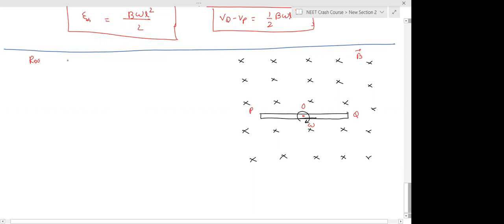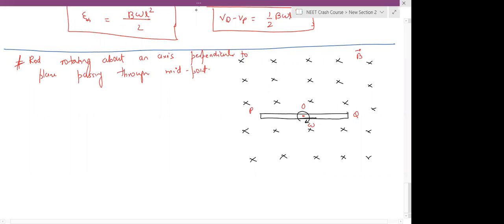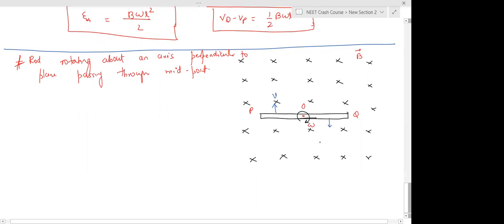Rod rotating about an axis perpendicular to the plane passing through its midpoint. Right. So now if we consider this rod as two parts, one is from O to P, another is from O to Q. O to P is moving up and the O to Q portion is moving down. And let's say the length of the rod is 2L.